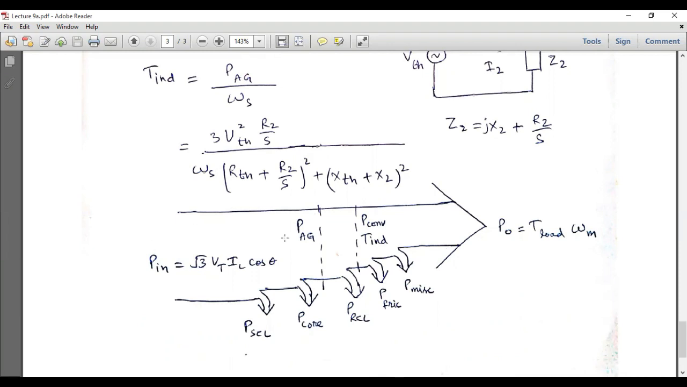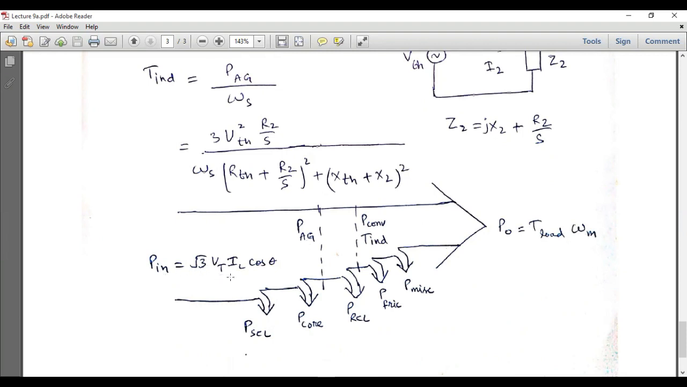If we try to analyze the losses which are taking place across the induction motor, then such a figure will be very helpful. This is the input power, which is three-phase power, and it is equal to square root of 3 VT IL cos theta. Cos theta is actually the power factor. This is the line current, and these are the terminal voltages. P out should be the mechanical power, so it will be the load torque multiplied by the mechanical speed of the rotor.